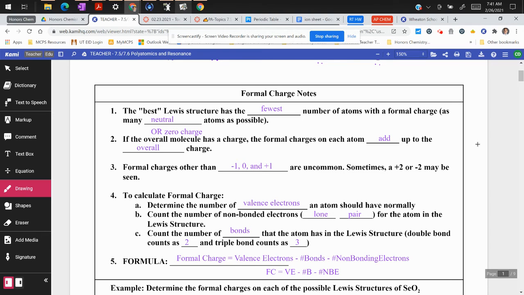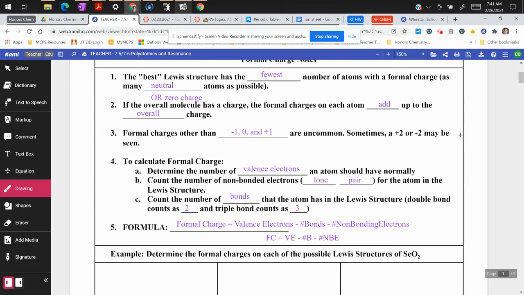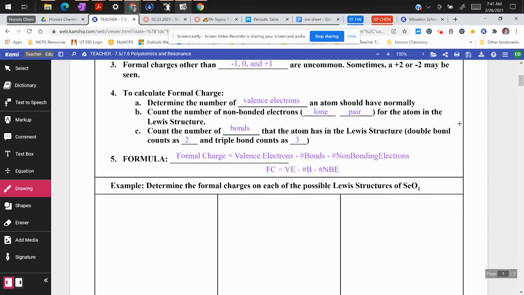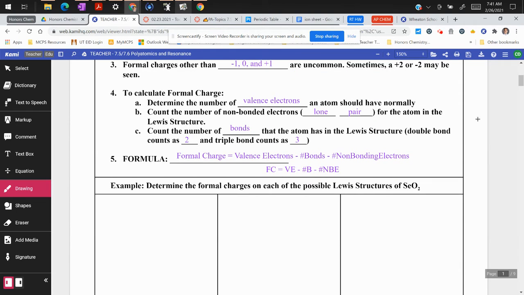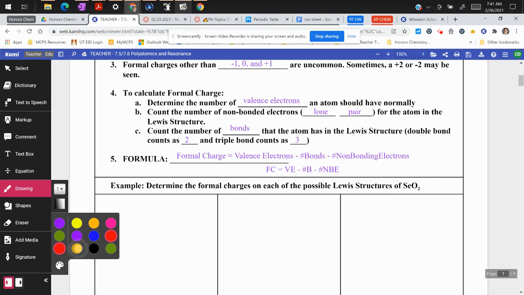Then we're going to count the number of non-bonded electrons, so basically the number of dots that make up the lone pair. And we're also going to count the number of bonds that the atom has in the Lewis structure. A double bond will count as 2, and a triple bond will count as 3. The formula for formal charge ends up being the valence electrons minus the number of bonds minus the number of non-bonding electrons. We're going to apply this to the warm-up that we just did because we have several different atoms here that we want to explore.